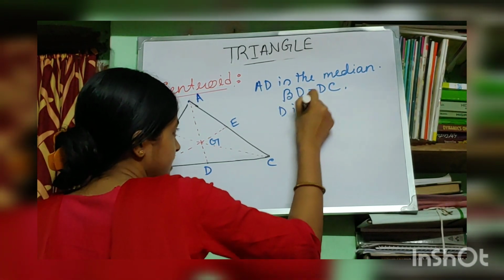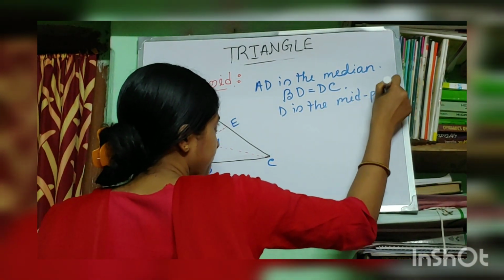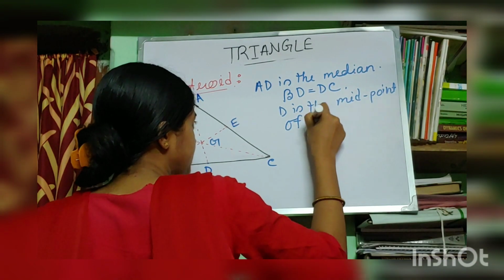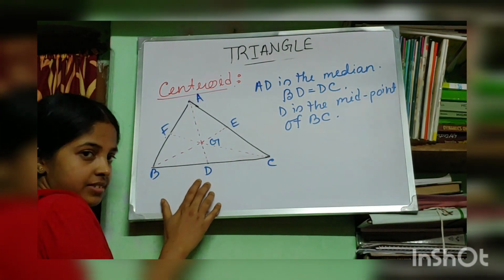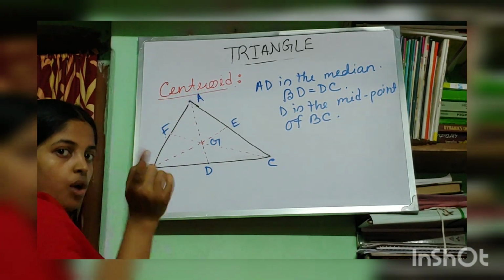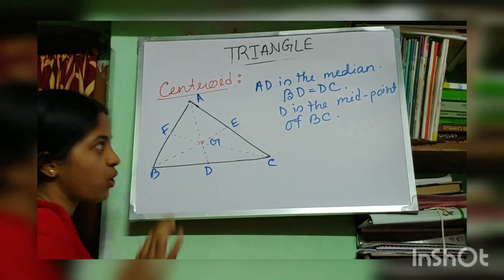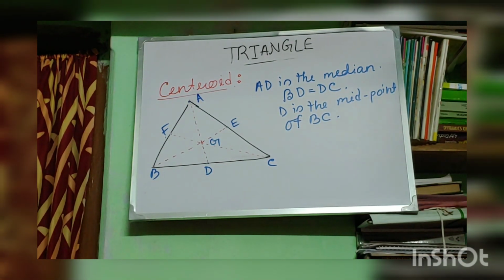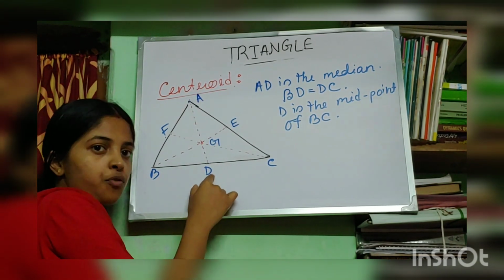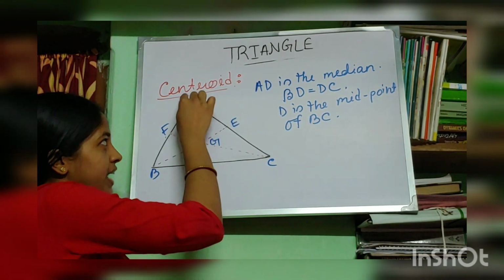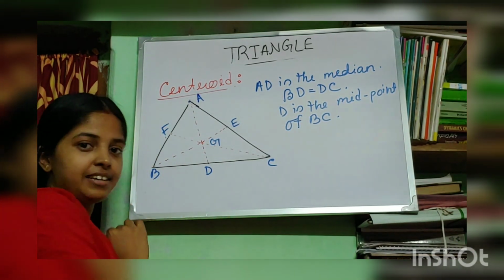D is the midpoint. I am joining the midpoint and the vertex of the opposite side, and that straight line is called the median. So what is a median? The straight line joining a vertex and the midpoint of the opposite side is called the median of that side.